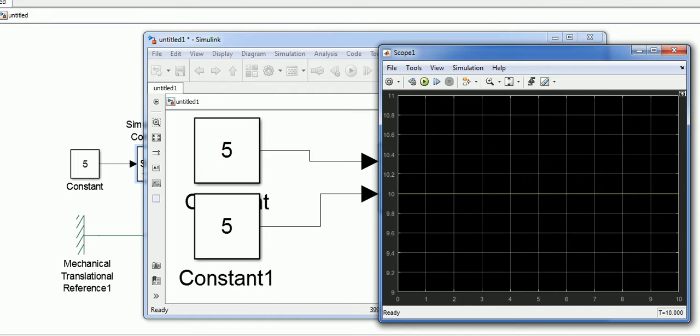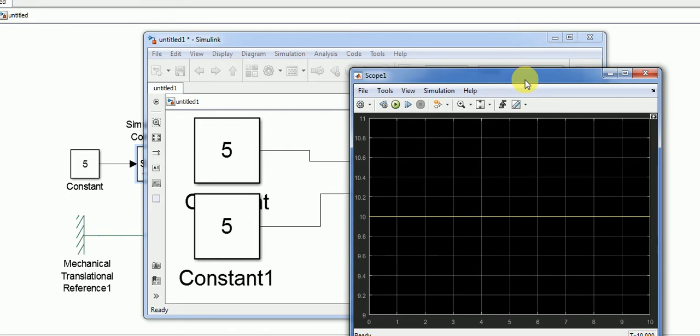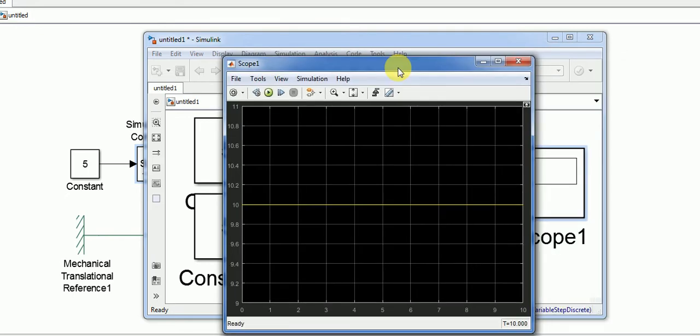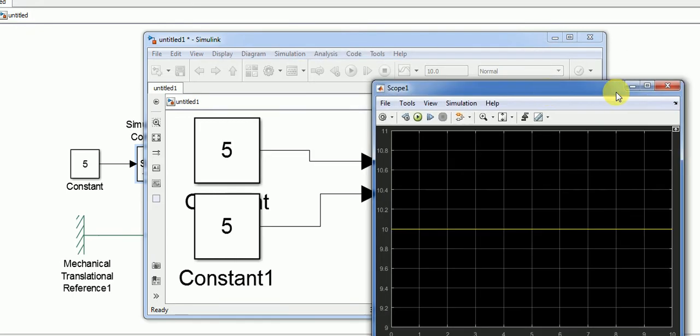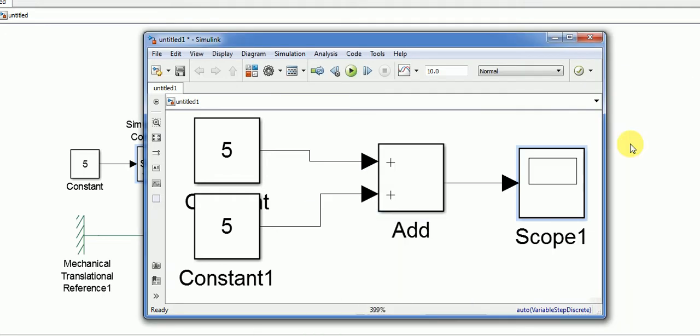But what 10? Is this 10 kg? Is this 10 meter per second? No, it's just 10. It is a signal. There is no unit attached with this. So the logic is simple. Simple models we can create with this Simulink. Complicated ones we can also create, but it is difficult.